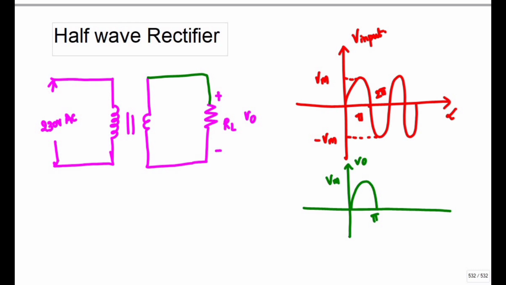So this positive half cycle of the input signal will appear at the output. Up to 0 to pi I have a positive half cycle, so that will appear at the output V0. From 0 to Vm, the maximum value is Vm, and that will appear at the output.